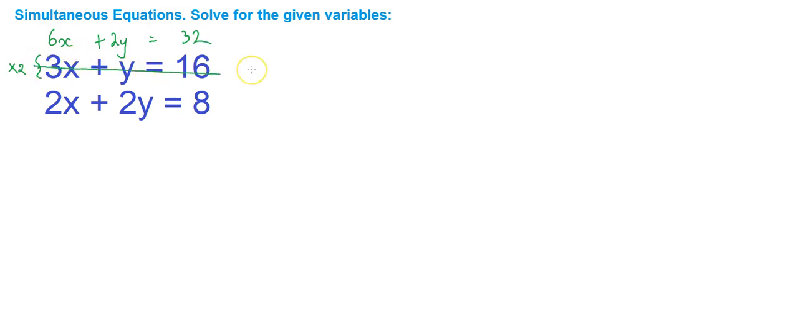Okay, so now we can start to solve. We can see here that it's 6x plus 2y equals 32. We're going to number our equations, so that's equation 1, that's equation 2. We're essentially going to take equation 2 away from equation 1. So let's do that. So 6x minus 2x is 4x. 2y minus 2y is nothing, so that cancels out. And on the right hand side we've got 32 minus 8, well that's 24.